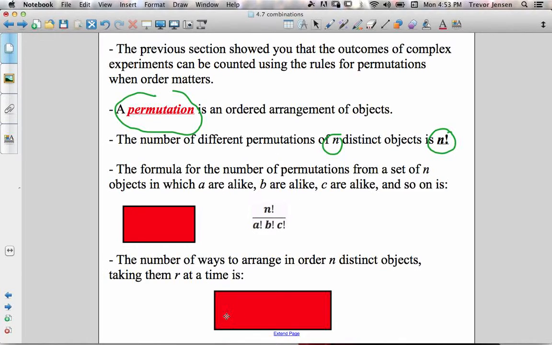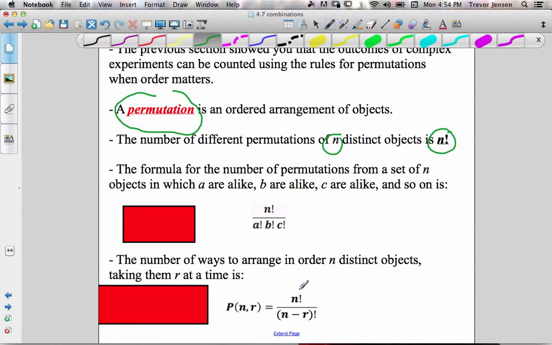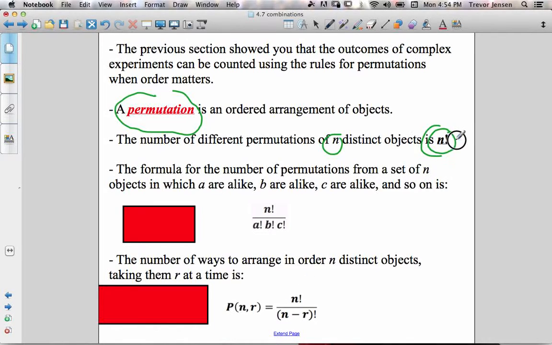I then showed you the formula for the number of ordered arrangements of n objects if we take them r at a time. If we only wanted to take part of the group, we had to divide n factorial by n minus r factorial. In the previous lesson, I showed you how to calculate this by hand, the shortcut on the calculator, and I also explained the rationale behind the n factorial on top, and the rationale behind the n minus r factorial on the bottom. So make sure you've watched that previous lesson so you're clear on all of that.